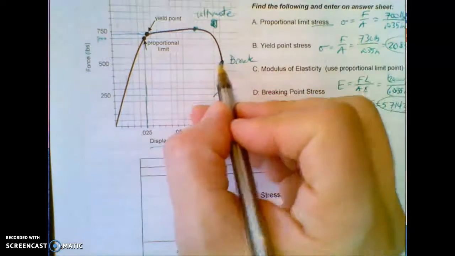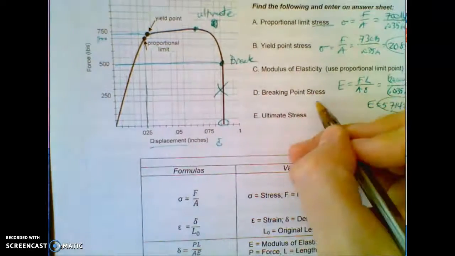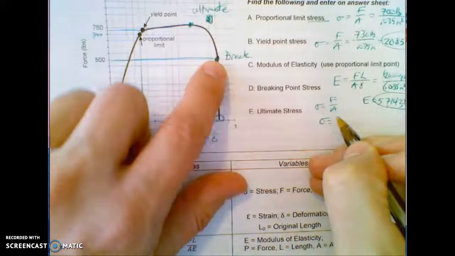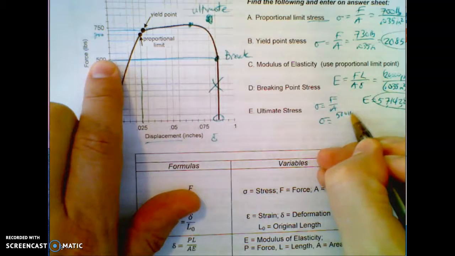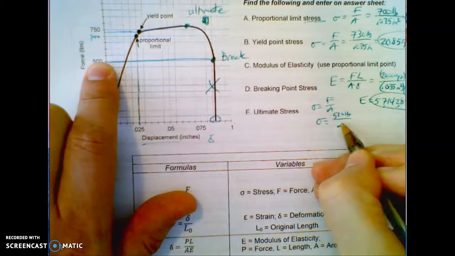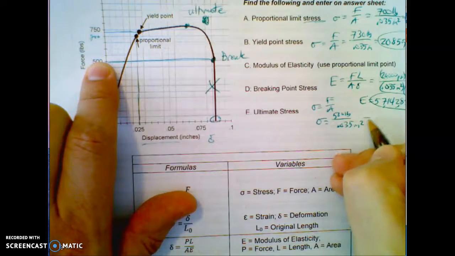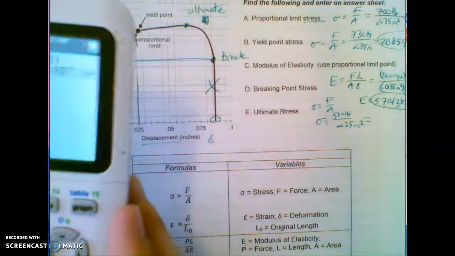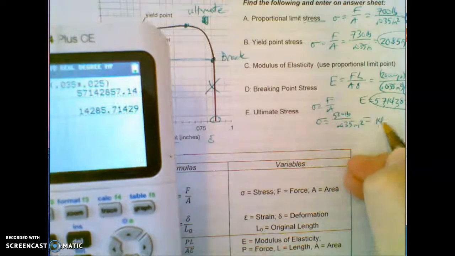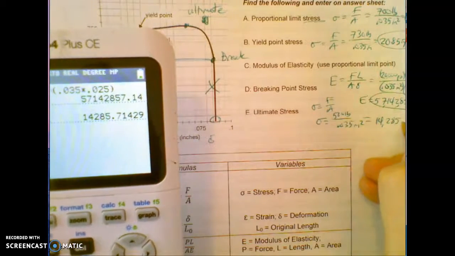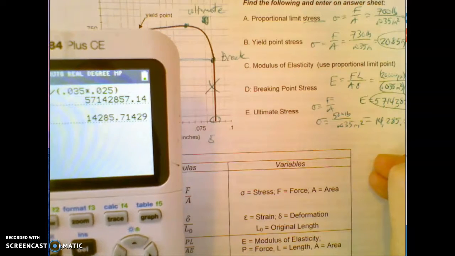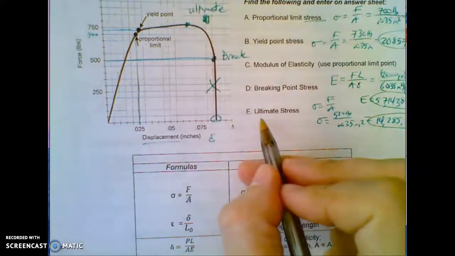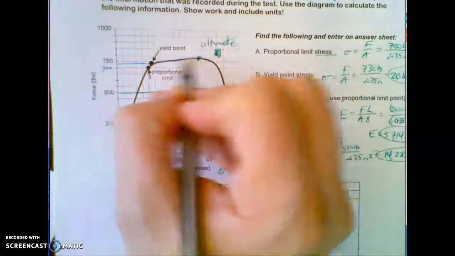So breakpoint stress, this sort of depends where you read it, but once again, stress is force over area, and this time I'm going to say 500 is my force, and my area is the 0.035 inches squared. And we'll just go 500 divided by 0.035, and that one looks like 14,285.7 PSI.